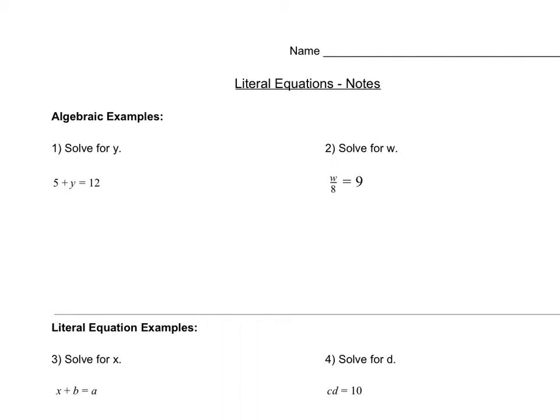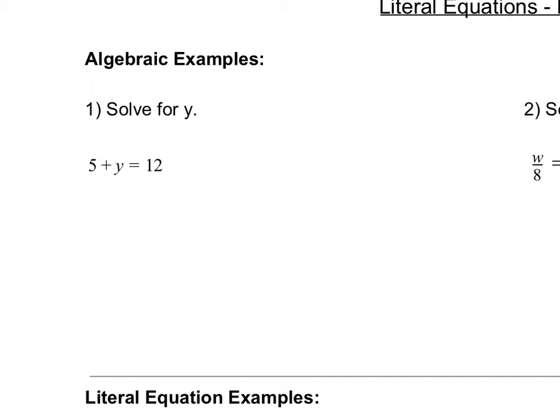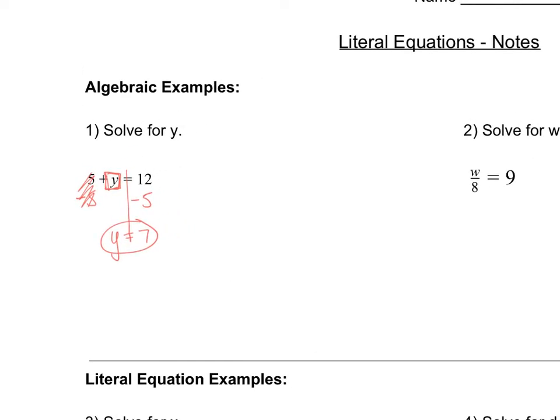So let's start with some basic examples. Hopefully these should be a review of just solving basic equations. So looking at example 1, we have 5 plus y equals 12, and I want to solve for y. Remember inverse operations, I want to subtract 5 from each side of that equals sign. If I do that, 5 minus 5 is going to cancel out, and I'm left with y equals 7. So we're just using those inverse operations to isolate the variable y.